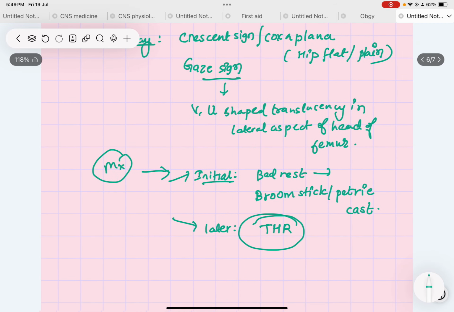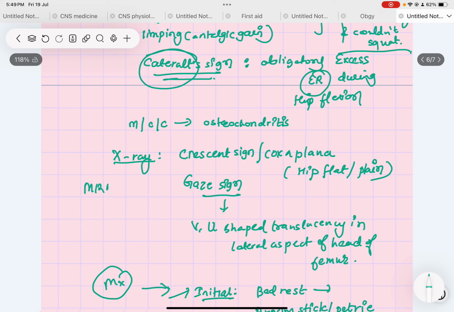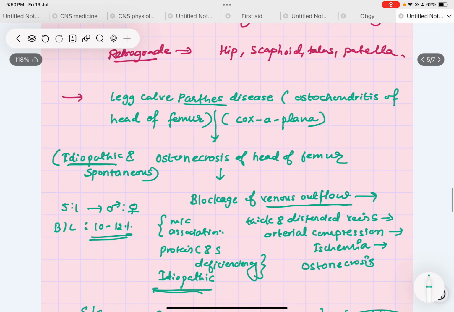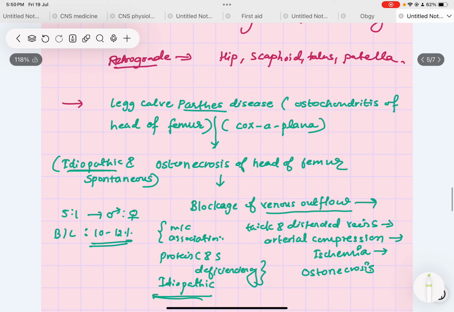So how are you exactly going to remember? And yes, MRI is the investigation of diagnosis. And if the disease is multifocal, we are going to do bone scan. So this was about Perthes disease. So I am quickly revising this one. Perthes disease, osteochondritis of the head of the femur, means head of the femur ka jo osteochondritis hota hai woh, also known as coxa plana.